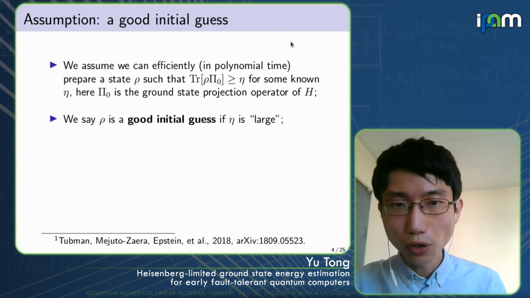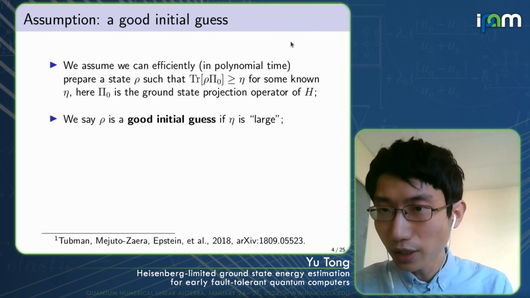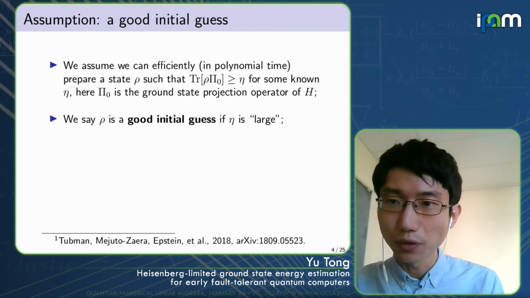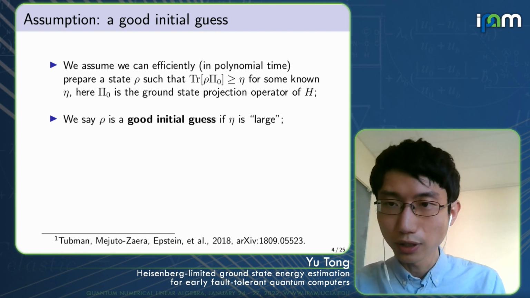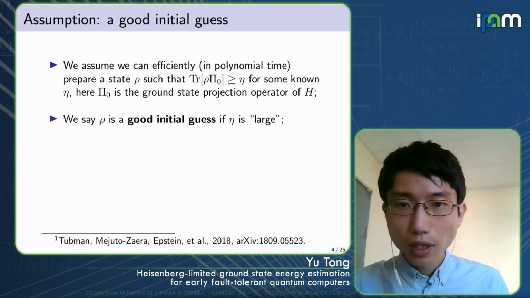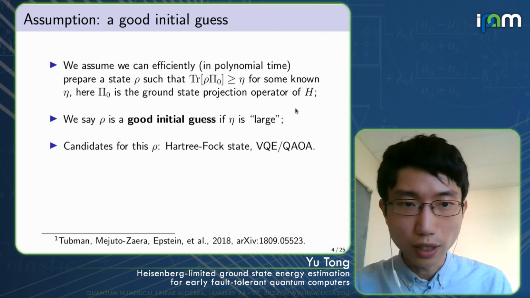And we say that rho is a good initial guess if eta is large. I'm being kind of vague here because depending on the context, we'll have different criteria for how large is large. In a complexity theoretical context and in a practical context, we will have different criteria. So I'll just say vaguely that it needs to be large.